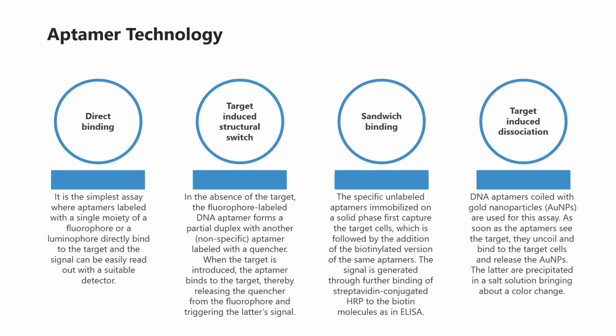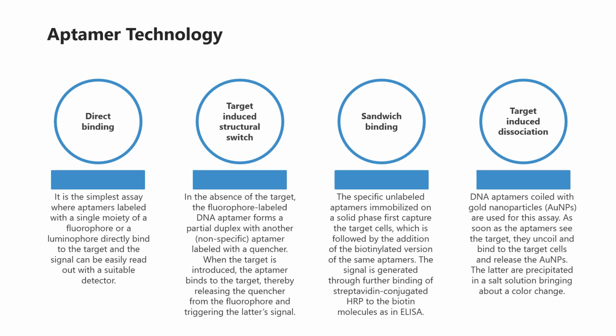Aptamer-based cell detection. Once aptamers are selected for whole cells or specific biomarkers, they can be conjugated with different biosensors like fluorophores, luminophores, nanoparticles, etc. for rapid detection of target cells. Depending on the signal output, the aptamer-based assays are classified into 4 types. Direct binding. It is the simplest assay, where aptamers labeled with a single moiety of a fluorophore or a luminophore directly bind to the target and the signal can be easily read out with a suitable detector.